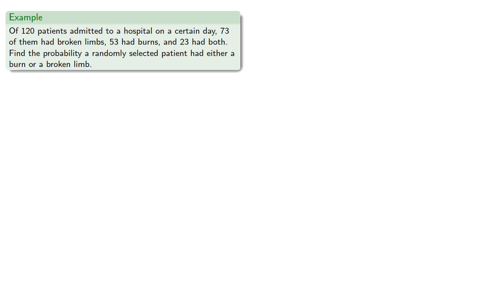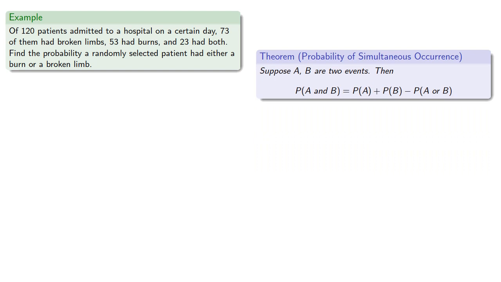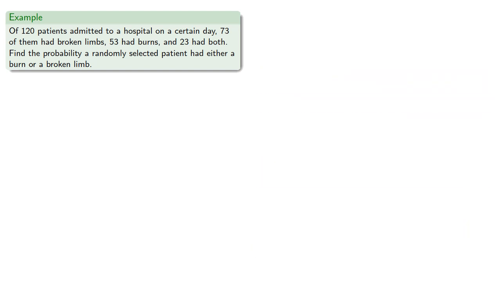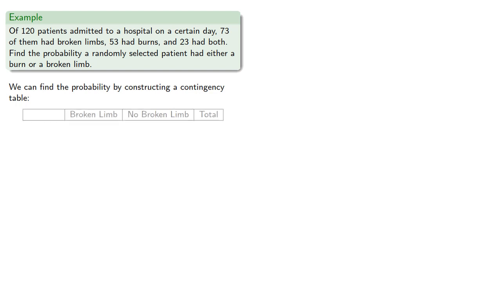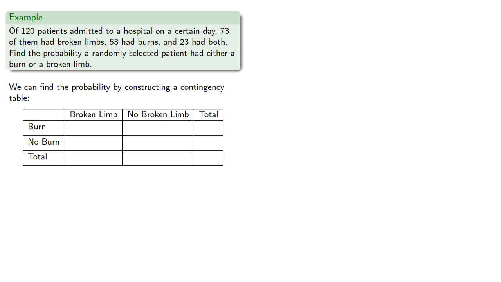Now, we have this nice new formula, but let's find the probability by constructing a contingency table. So, our possibilities, either somebody has a broken limb or they don't, or they have a burn, or they don't. And we know there's 120 patients admitted to the hospital. We know how many had broken limbs, so we know that total. We know how many had burns, so we know that total. And we know the number of patients who had both burns and broken limbs. So we can fill out the rest of the table.